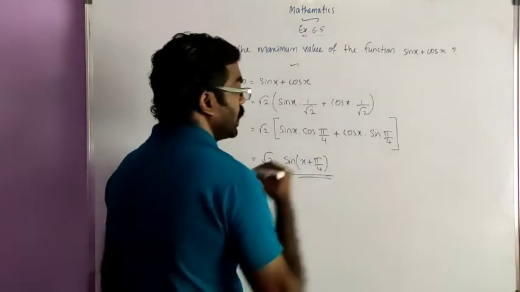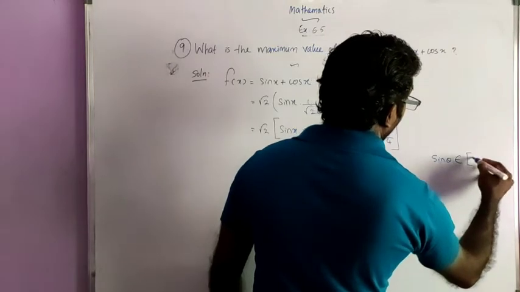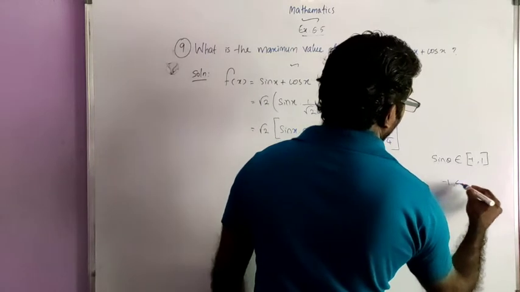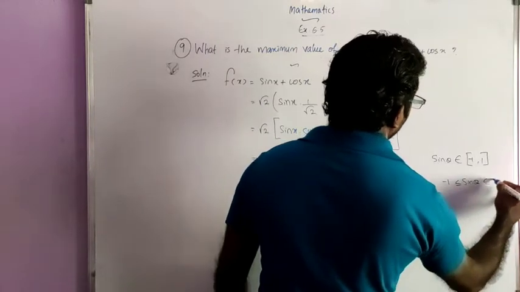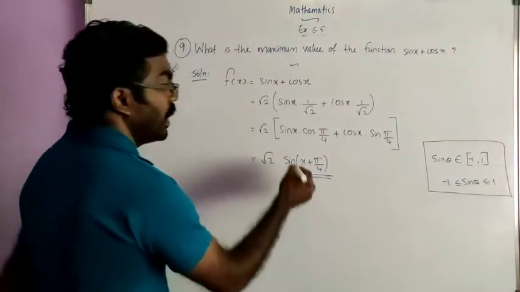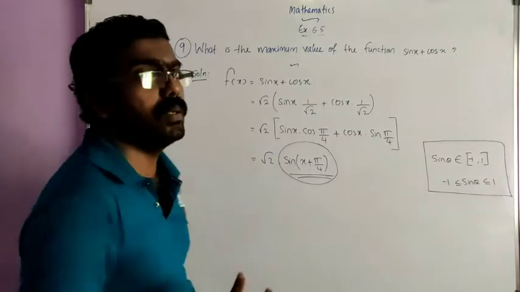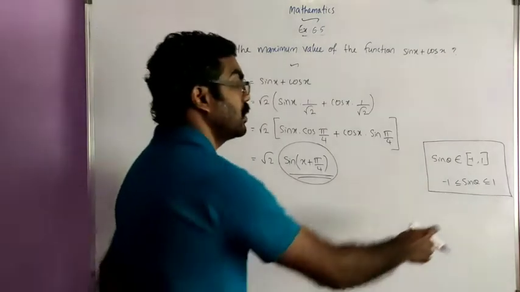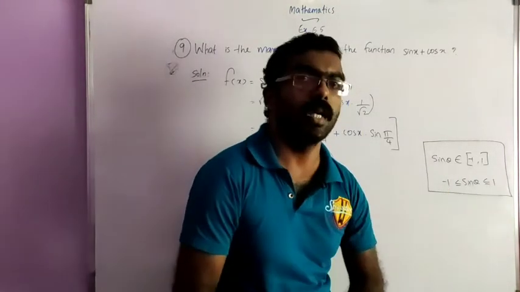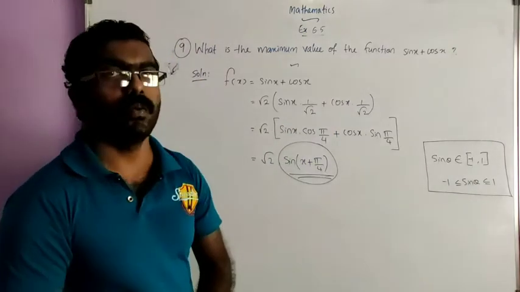And we know the value of sin theta belongs to the closed interval -1, 1. That is, -1 is less than or equal to sin theta, which is less than or equal to 1. So here, the maximum value of sin of x plus pi by 4 is what? 1. Because here the greater number is 1, the smaller number is -1. So the maximum value for this function will be equal to 1.